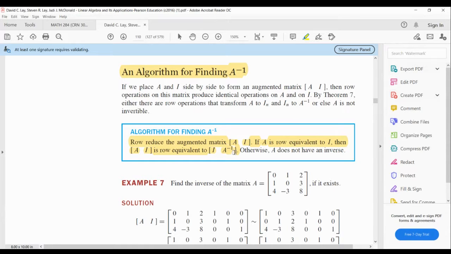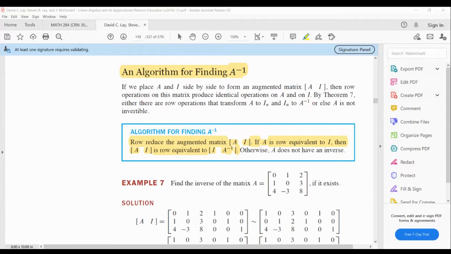And if the matrix A is row equivalent to the identity matrix, then the matrix with the A and the I in it is row equivalent to the matrix with the identity and the inverse. Saying the matrix A is row equivalent to the identity means you can do row operations to reduce the matrix to the identity.